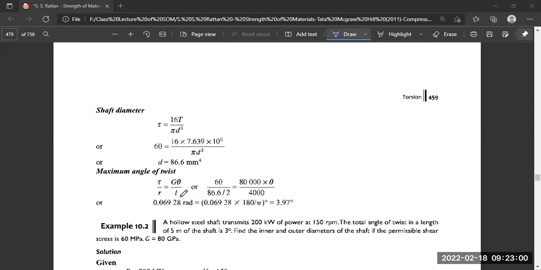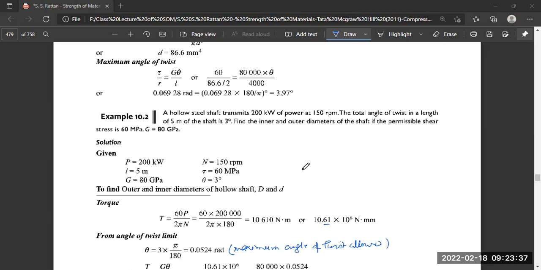So the diameter we put, the length is given as 40 meter, which we have converted into millimeter. So what we are getting, G is known as 80 GPa, we are converting to MPa, 80 × 1000, multiplied by theta and divided by L. And tau is 60 divided by R, which is the diameter divided by 2. So maximum allowable angular twist becomes 3.97. So the maximum diameter will be 86.6 and the maximum allowable angular twist becomes 3.97.